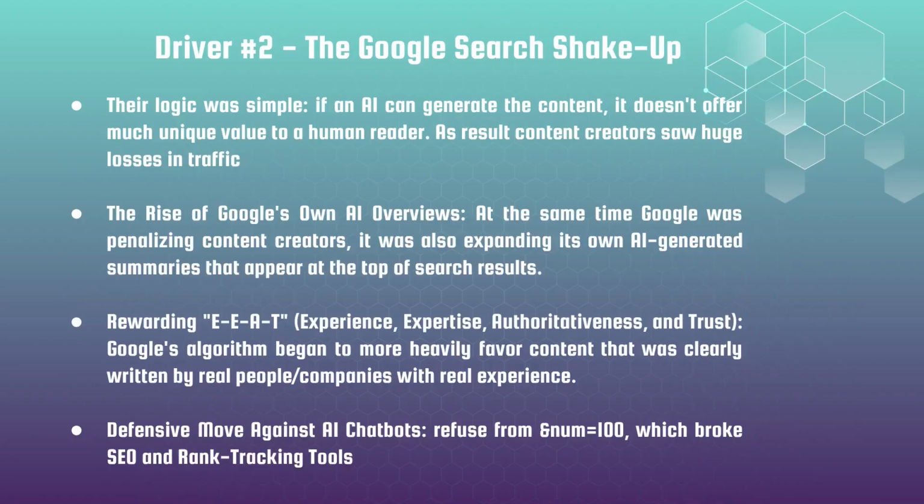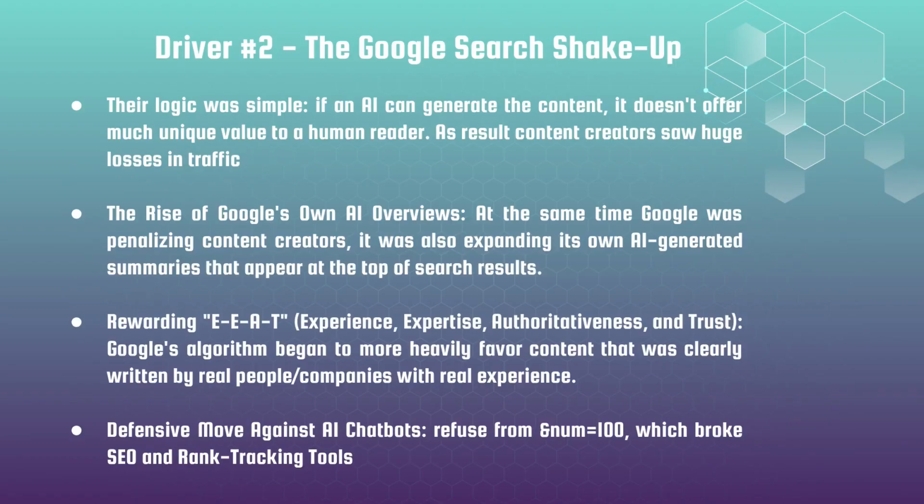Another essential change is going in the direction of EEAT. It is not something new, but Google algorithms began to more heavily favor content that was clearly written by real people, companies with real experience.